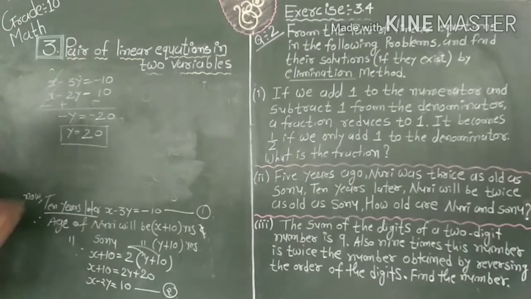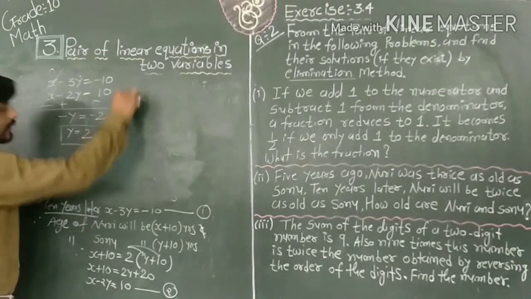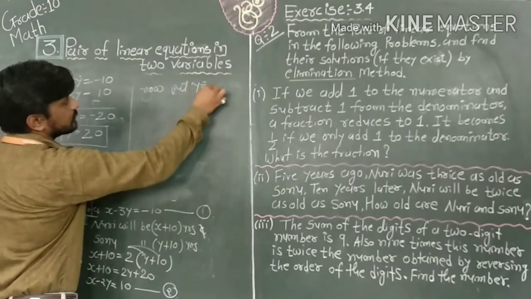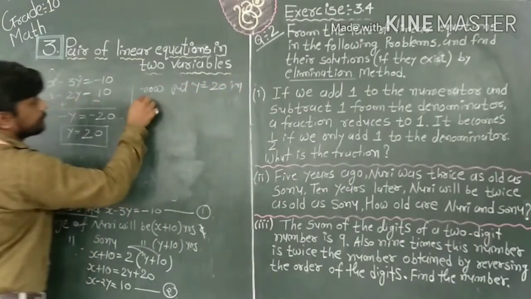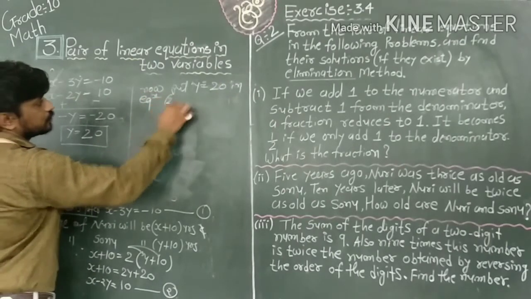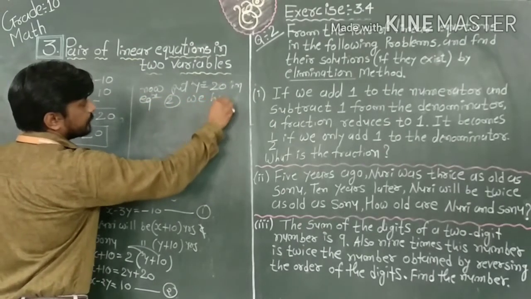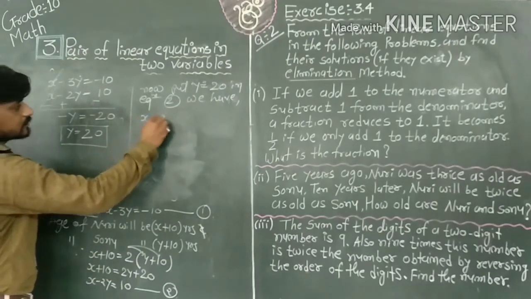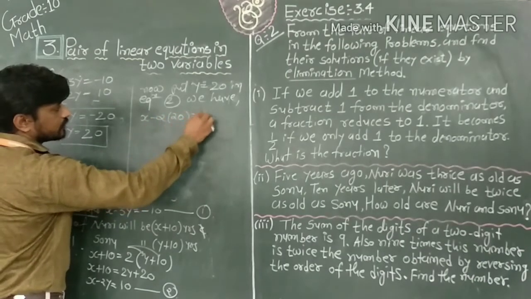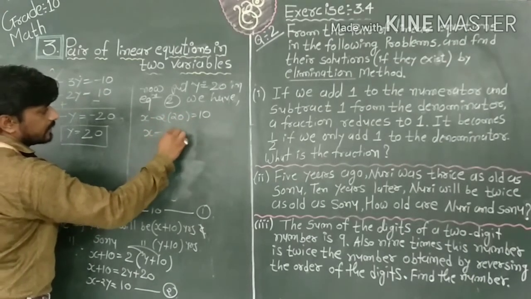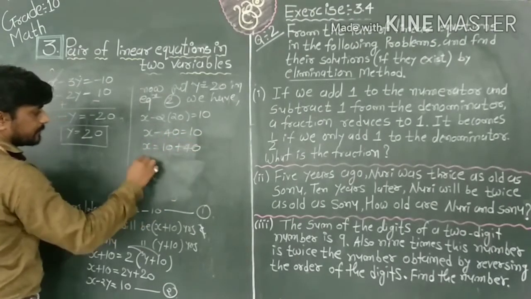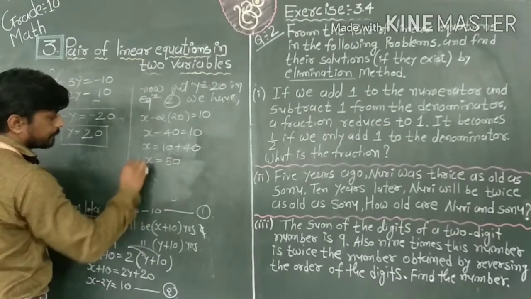Now put this value in any equation, 1 or 2. We put this value in equation number 2. What happened? Now put y is equal to 20 in equation 2. We have x minus 2 into 20 is equal to 10. That means x minus 40 is equal to 10. x is equal to 10 plus 40. That means x is equal to 50.